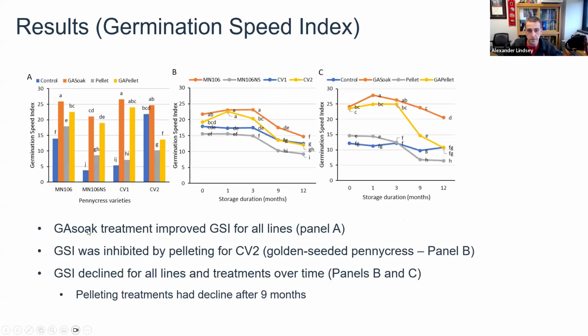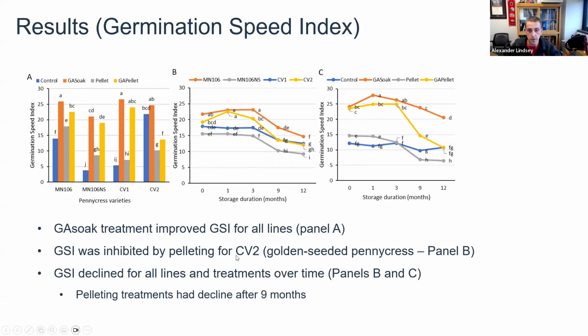In general, gibberellic acid soaking improved the germination speed index or seedling vigor for all varieties. That's kind of what we saw here. So it's possible treatment of GA didn't improve overall germination of our golden seed line, but it may have sped up germination of that, allowing for more rapid emergence, which may be beneficial in field type environments.